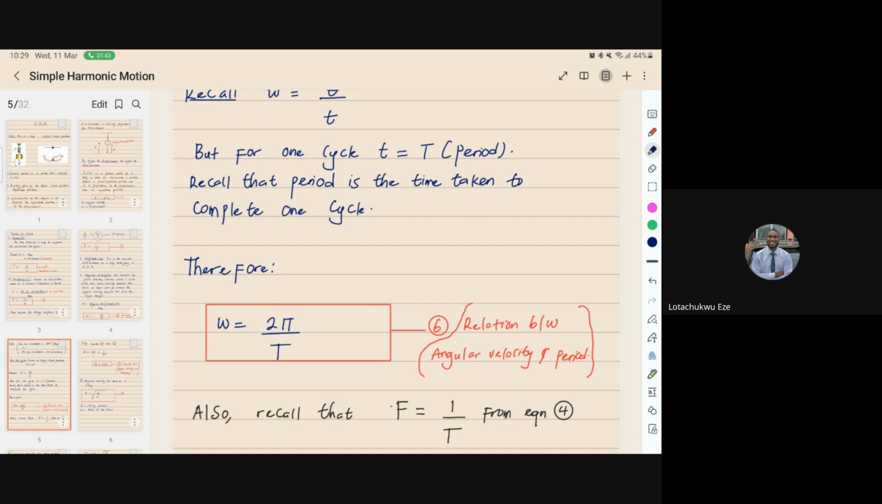Okay, beautiful. So we have your angular velocity to be 2 pi over T, right?